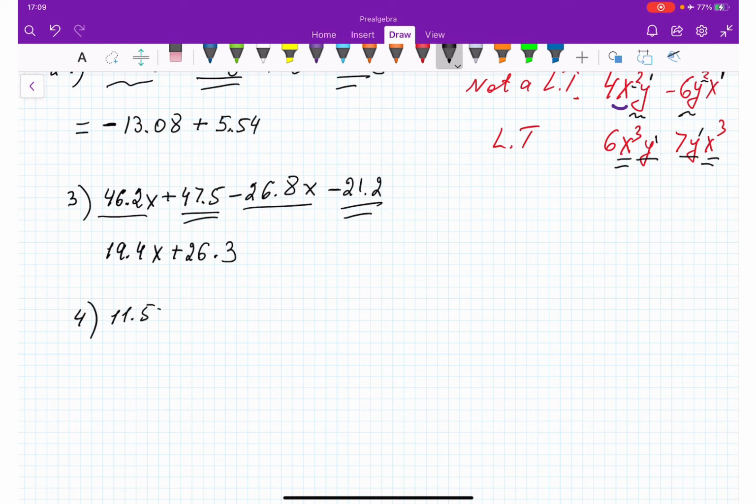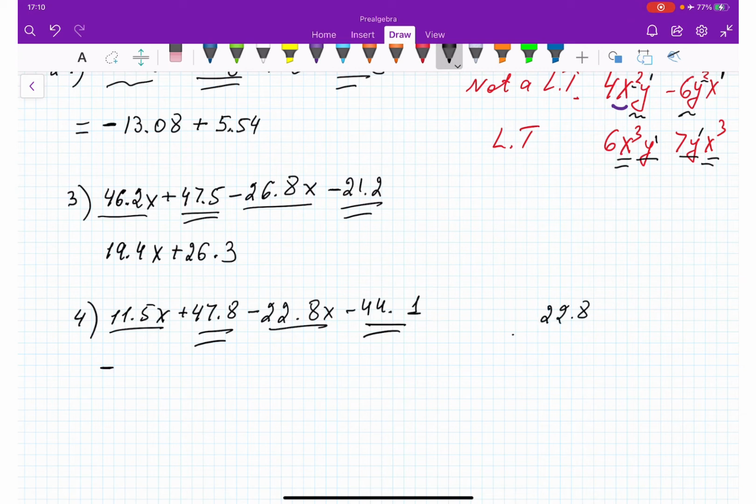11.5x plus 47.8 minus 22.8x and minus 44.1. Okay, like terms? And we have 11.5, negative 22.8. So 22.8 is a bigger number, so the result is going to be negative. And now we need to subtract because one is positive, one is negative. So we get 22.8 minus 11.5. 8 minus 5 is 3. 2 minus 1 is 1. Here is 11.3. Negative 11.3x.